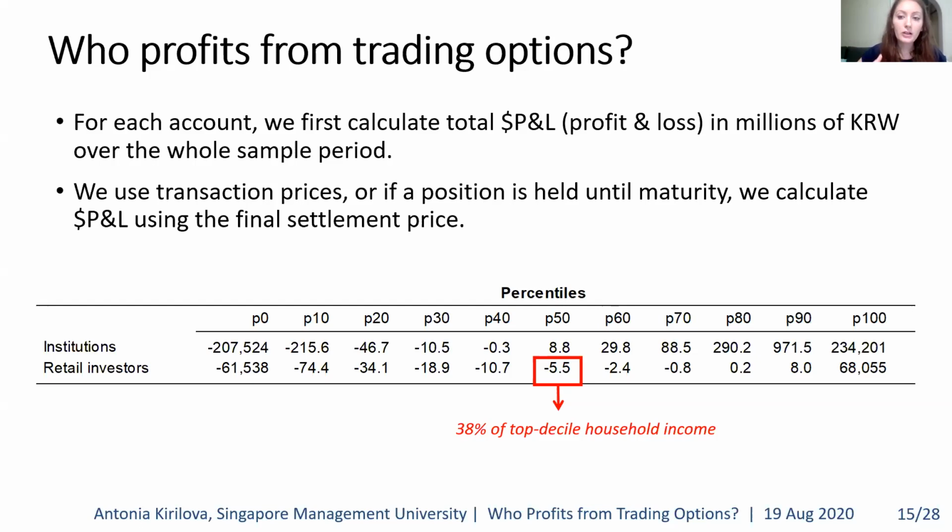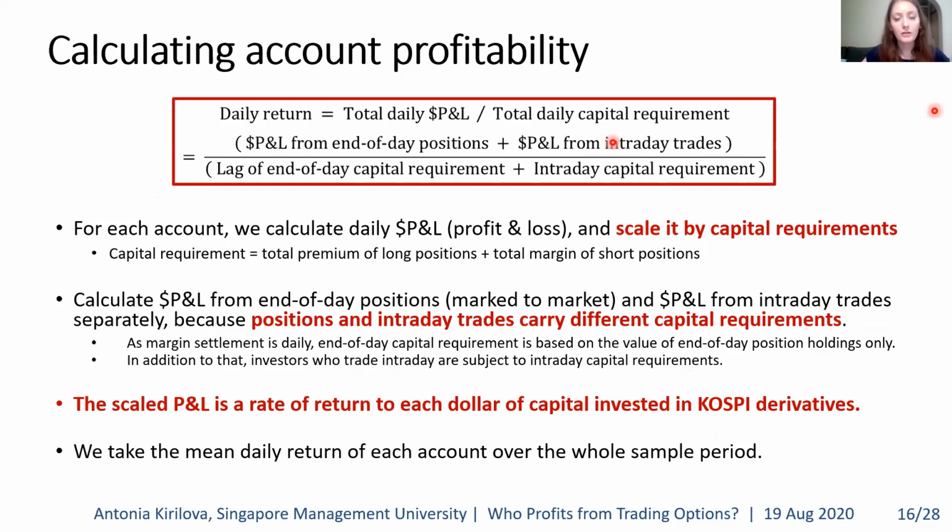However, measuring profitability in dollar terms, of course, can be contaminated by things like capital constraints or account size, and of course, trading frequency. So what we want to do next is to calculate return. And the way we do that is we take the daily profit and loss in dollar terms, and we scale that by capital requirement. The capital requirements come from the margin requirements of the Korea Exchange. So the capital requirement would be the total premium of long positions plus the margin of short positions.